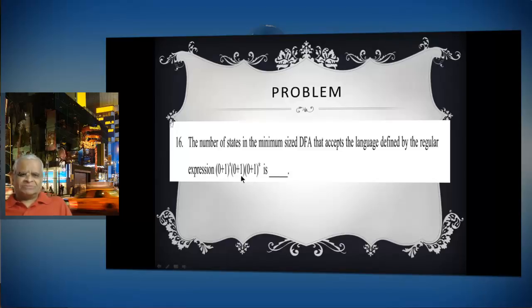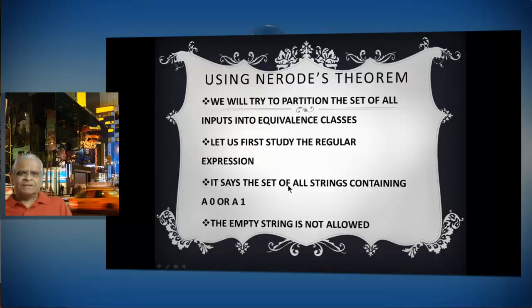Let us study this regular expression. It says (0+1)* to start with, that is any string, followed by 0 or a 1, followed by any string. So beginning and end can be anything, but a 0 or 1 should be there in the center. We use first of all a famous theorem called Myhill-Nerode theorem to see whether we can get the number of states of the DFA which accepts the language denoted by the regular expression. We shall take the input and partition the set of all inputs into equivalence classes.